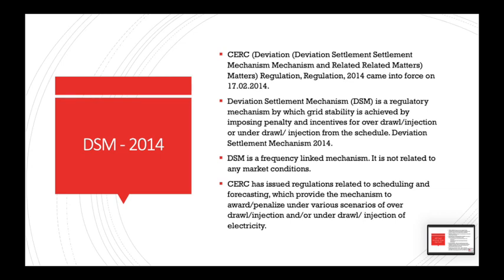The basic thing about this DSM is that it is linked to the frequency. If the frequency of the grid is low, and you are injecting more into the grid, then you would be given a certain incentive. But if at the same time the frequency is low and you are under injecting or you are deviating from your schedule in a negative way, then in that condition you would be penalized.